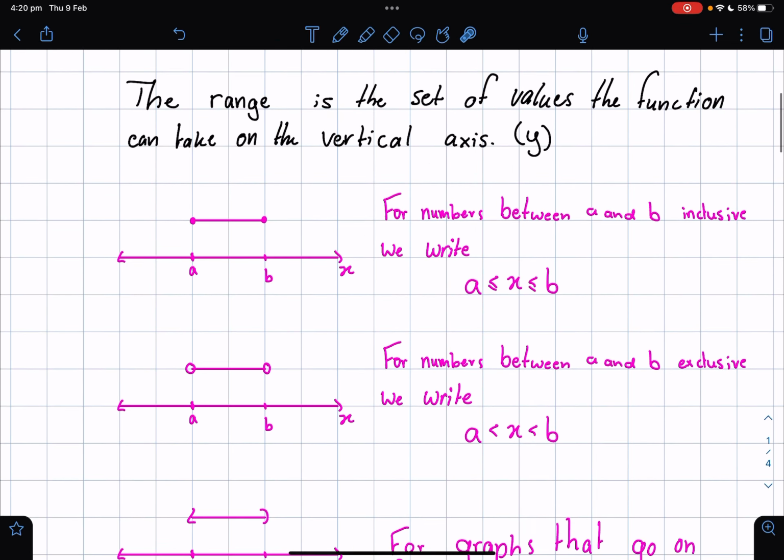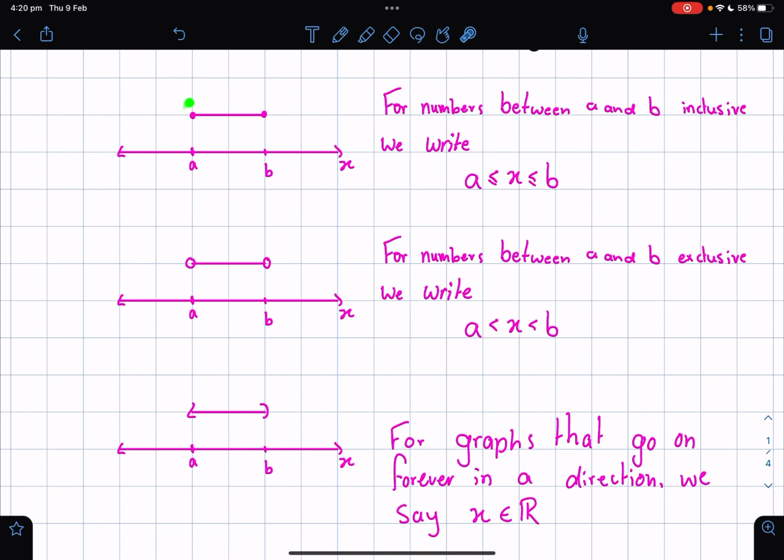So, just a little bit of notation, okay? Remember these points are inclusive because they are solid. So, for numbers between a and b inclusive, we write a is less than or equal to x, which is less than or equal to b. Now, they can be equal to that because it's included, okay?